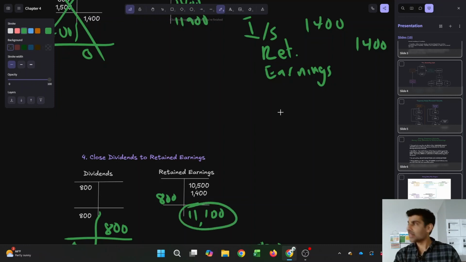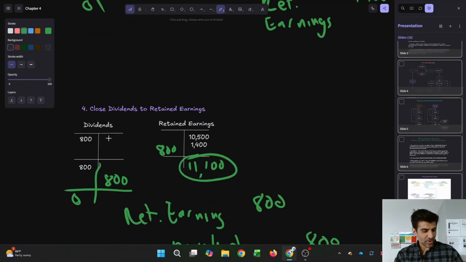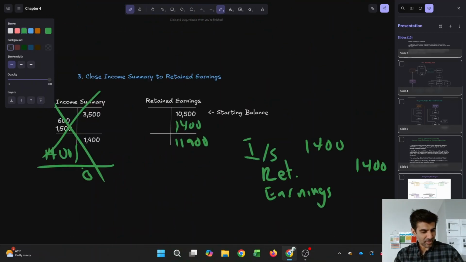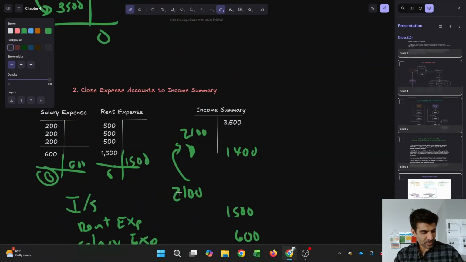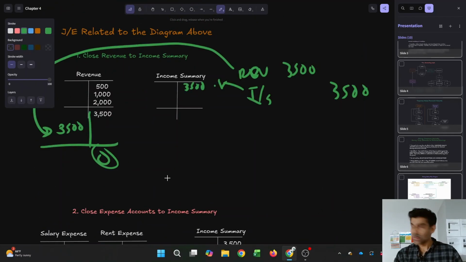And this is the balance that's going to carry forward to the next period. And I'm happy. My dividends are 0. My expenses are 0, and my revenues are 0. That's my goal for this whole process.